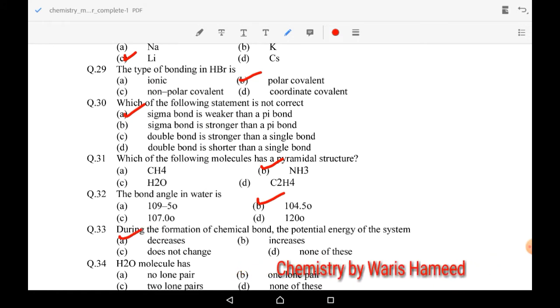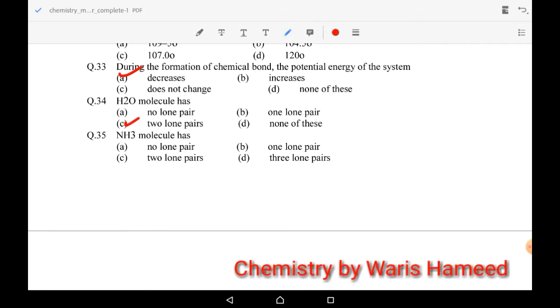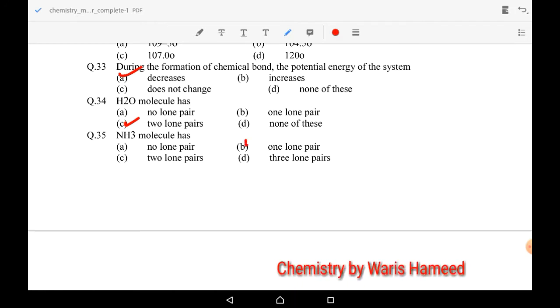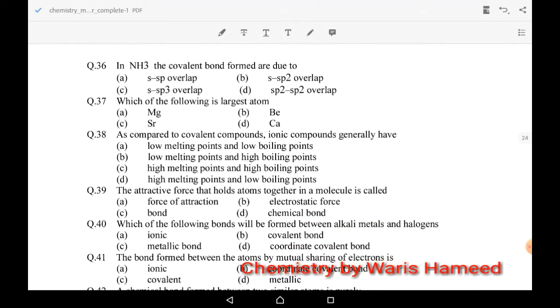H2O molecule has two lone pairs. So option C is correct. Ammonia molecule has one lone pair. B option is correct. In NH3, the covalent bonds formed are due to s and sp3 overlap. C option is correct.